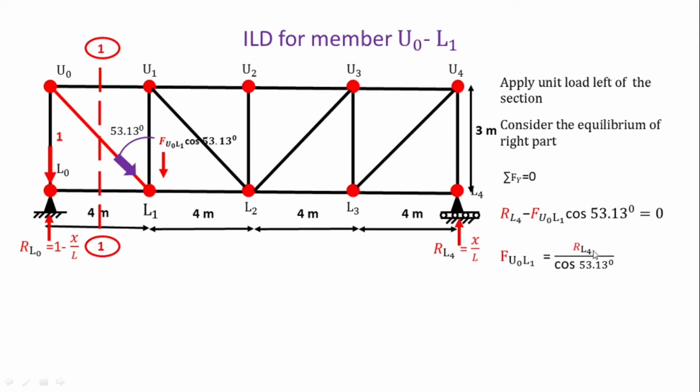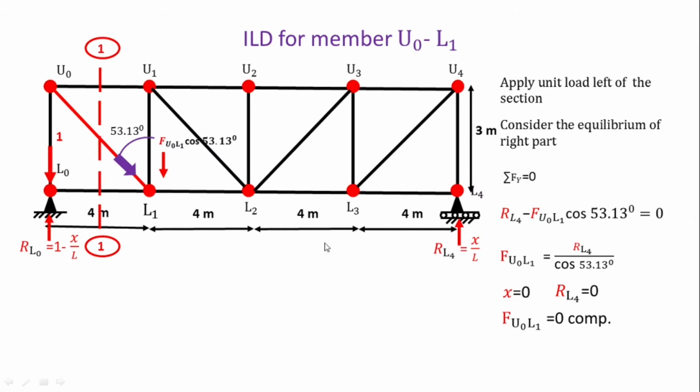So here we have to find the value of RL4. RL4 is x by L, where x is the location of the unit force. Initially the location of unit force is L0, meaning x is equal to 0. So when x is equal to 0, what is the value of RL4? That is x by L, where x is equal to 0 and L is the total span. So RL4 is equal to 0 because 0 by 16 is 0. So when RL4 is equal to 0, automatically FU0L1 is equal to 0.